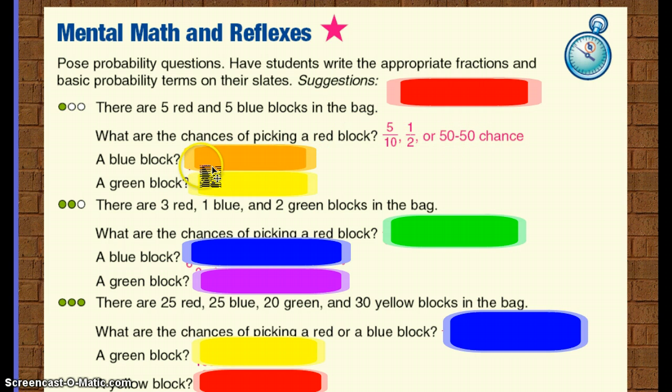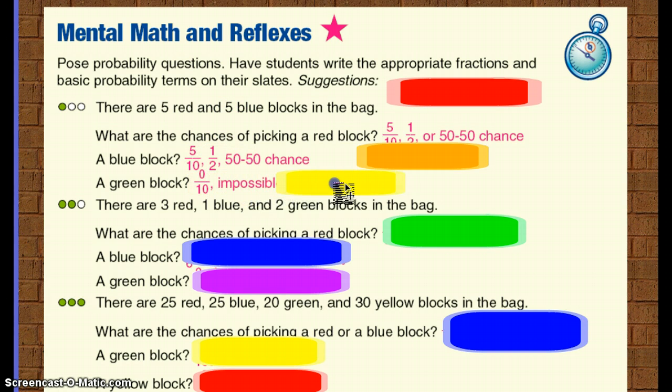So what's my fraction or my chance of picking a blue block? Well, again, blue blocks, there's 5. That's my numerator. My total is still the same. 5 and 5 is 10. So it's the same as the red block. It's 5 out of 10, half, or a 50-50 chance. And what about the green block? Well, there isn't any green. So it's 0 out of 10, which is impossible to pick.